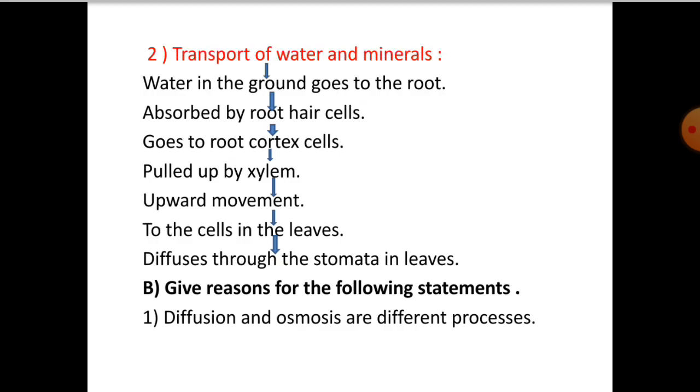Number 2. Transport of water and minerals. Water in the ground goes to the root, is absorbed by root hair cells, goes to root cortex cells, and is pulled up by xylem. Upward movement to the cells in the leaves, it diffuses through the stomata and leaves.